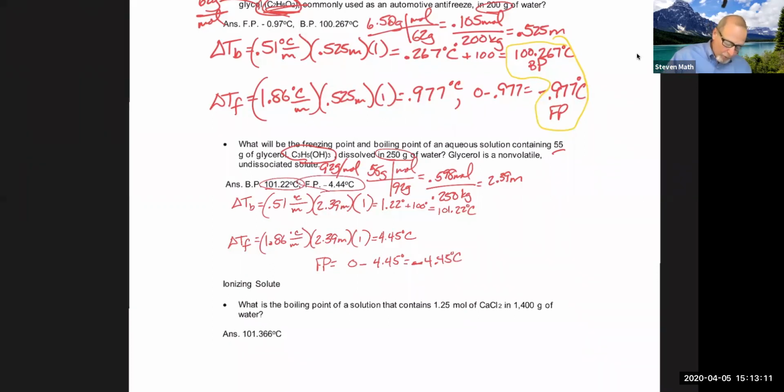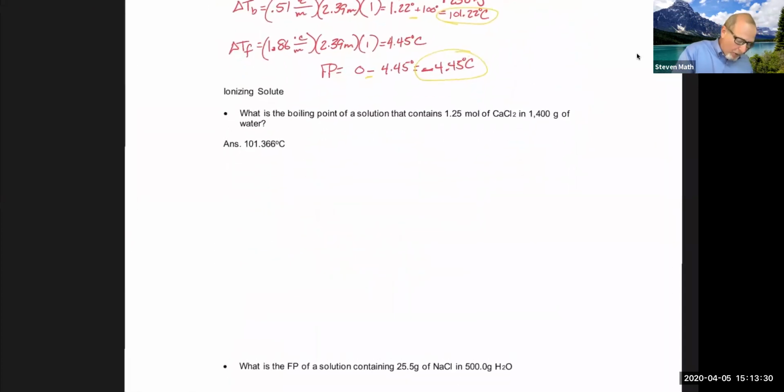So far, we're 2 for 2. We add to the boiling point and we subtract from the freezing point. The boiling point always goes up, freezing point always goes down. Now, these two are the same type of problem. Now, what happens when we have an ionizing solute? This is going to break apart, and i is not going to be 1 anymore. We're going to have to look at what that i value actually is.